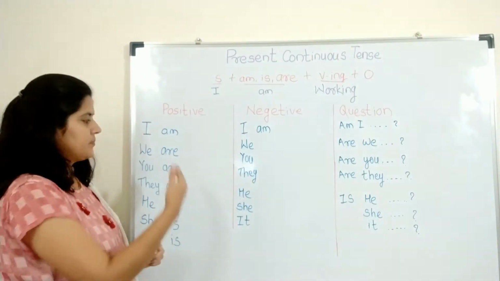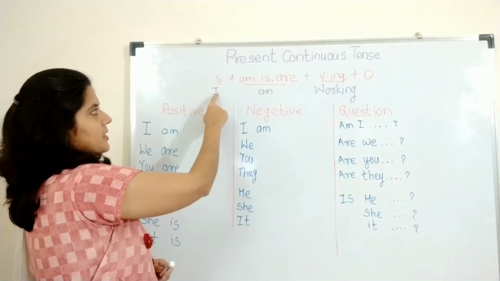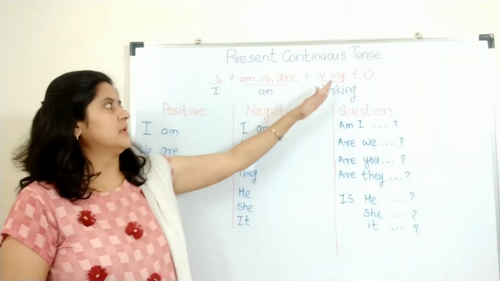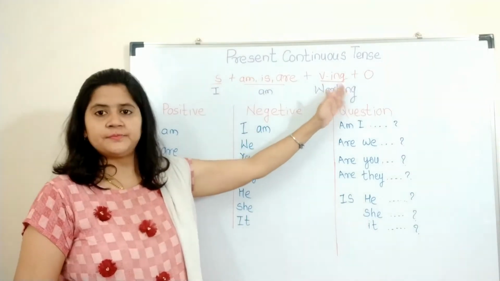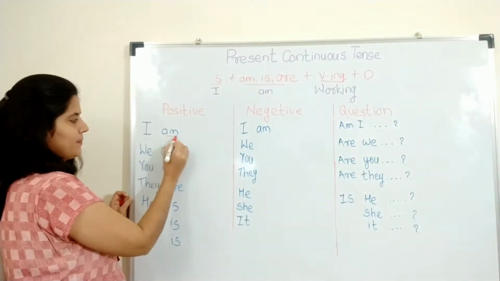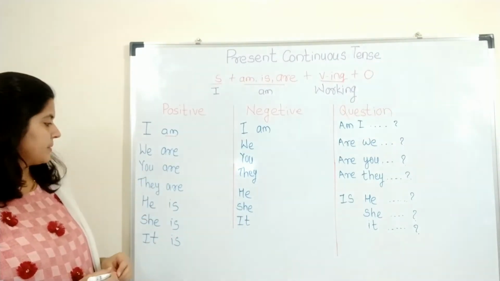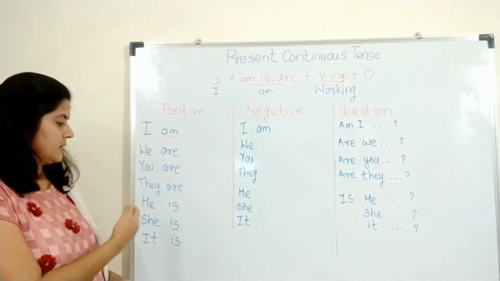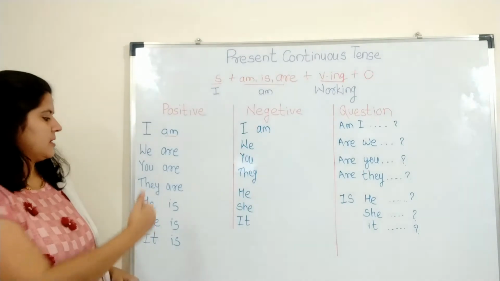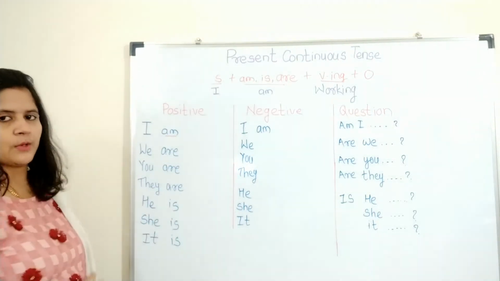So let's make the positive first. For example, here I give the structure: I is the subject, am is the helping verb, then V-ING, verb plus ING, then object. Just like that. With I, we use am. We are, you are, they are, he is, she is, it is. That way we use the helping verb with these nouns.